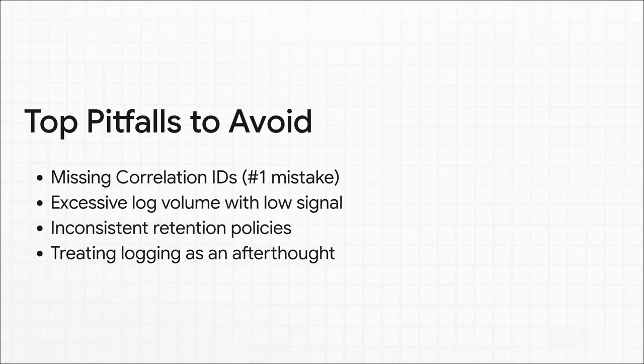Number 2, excessive log volume. Don't drown your team in useless clues. It's about signal, not noise. Number 3, inconsistent retention policies. This is like letting your evidence disappear before you even need it. And finally, the biggest one, treating logging as an afterthought. You can't build your forensics lab after the crime has happened. It has to be part of the plan from day one.